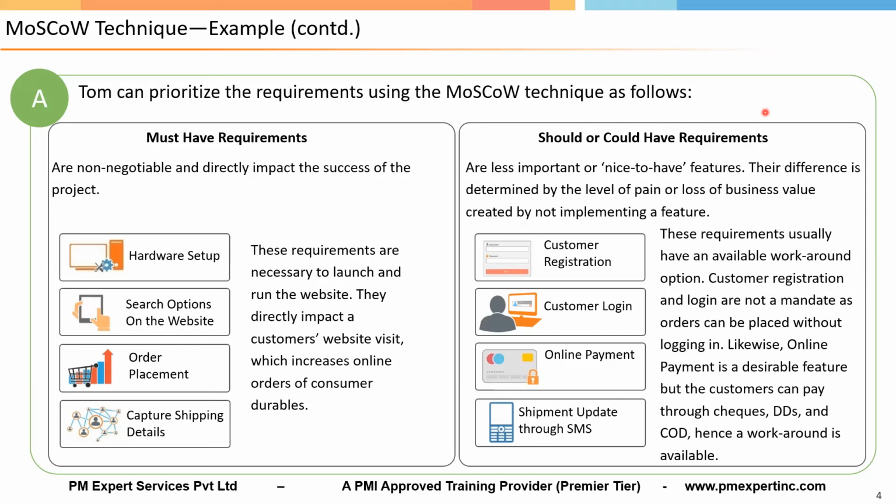Now it all depends on the nature. What does the customer expect? Does the customer expect a guest to buy, or does the customer want all of their customers to register? It all depends on the business to decide. And what about the online payment? If the business wants cash on delivery, then it can be should have or could have. But business might say we want online payment, we want customer registration also, then they all will go to must. So it's all business driven, right, Deepthi?